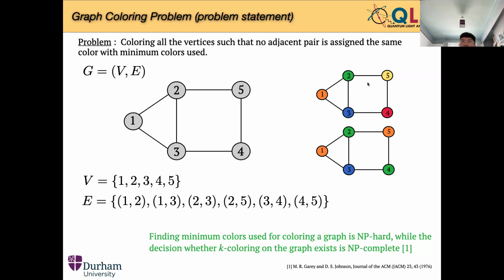To solve this is only an NP-complete problem, but to find the minimum number of colors used, it becomes NP-hard. As I mentioned, you can see the reference in this work, which states it quite clearly. Finding the number of colors used for coloring a graph is actually NP-hard, but the decision problem of deciding whether a k-coloring of the graph exists is NP-complete.